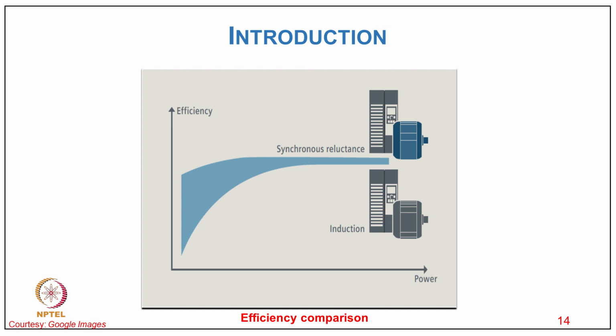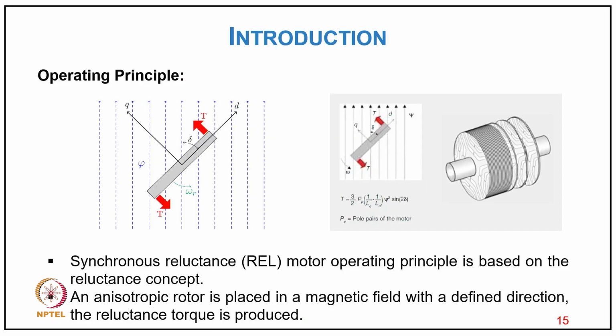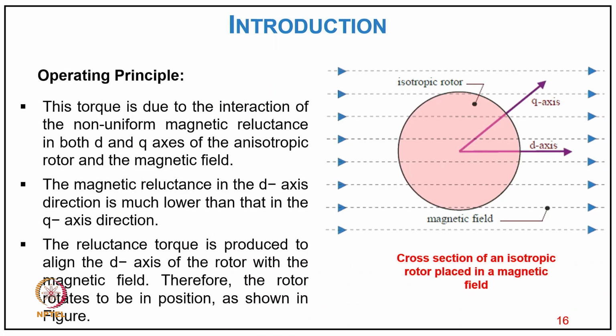So you can clearly see the efficiency versus power characteristic of the induction motor and synchronous motor. You will find a large gap at the lower rating, because the induction motor does not provide good efficiency at lower rating. So at lower rating, synchronous reluctance motors are becoming very popular because of this high efficiency even at partial load. The basic operating principle of the synchronous reluctance motor is based on the reluctance concept, as shown in the figure with the flux barrier: an anisotropic rotor is placed in a magnetic field with a defined direction and reluctance torque is produced.